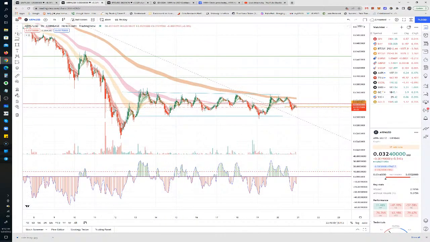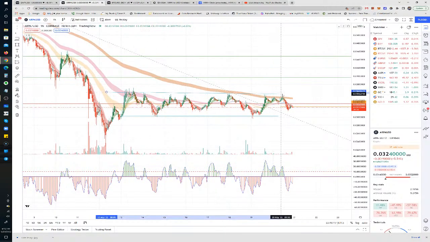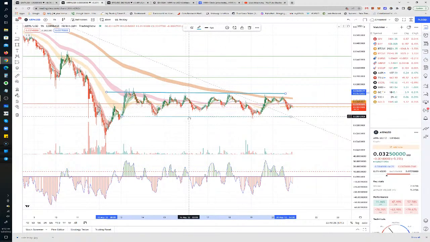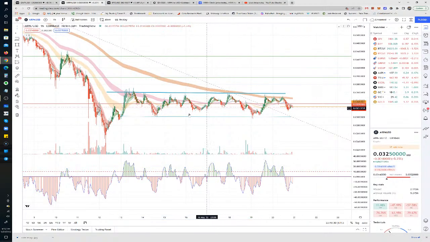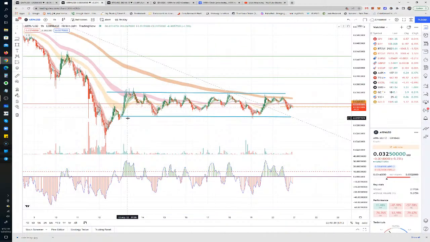If you've been watching my past videos, you know how I accumulated and created this chart, these two trend lines, this one and this blue line here. I'm going to make them a little thicker so you can see it. I do apologize. Let me make that a little thicker. All right, there we go. That one and that one.